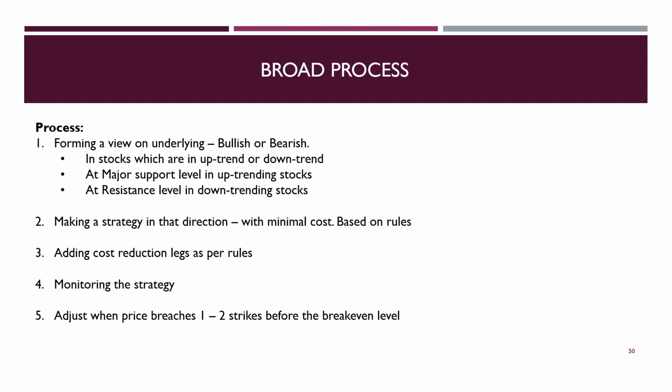So to sum up again, our broad process has 5 steps. One is forming a view on underlying, whether we are bullish or bearish on the stock. We can apply this strategy on stocks which are in uptrend or downtrend. So stocks which are in uptrend at major support level, we can go long. For stocks which are in downtrend at major resistance level, we can go short, or we can even trade a breakout or breakdown from any pattern.